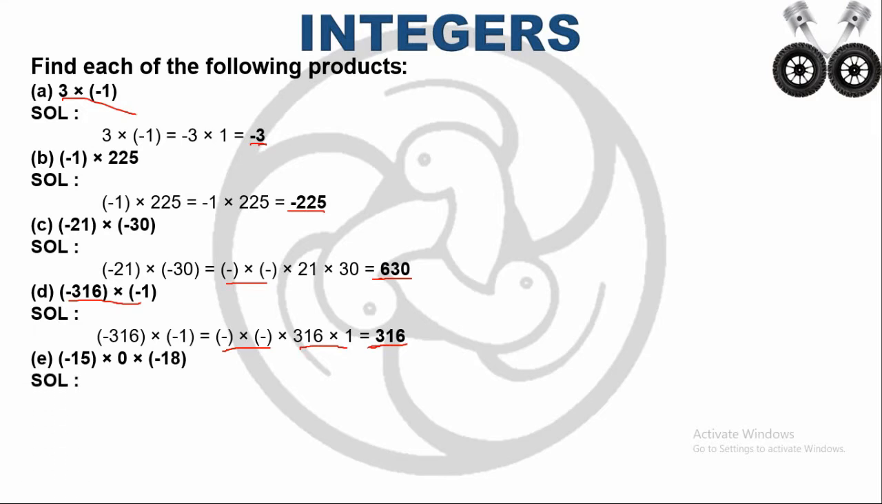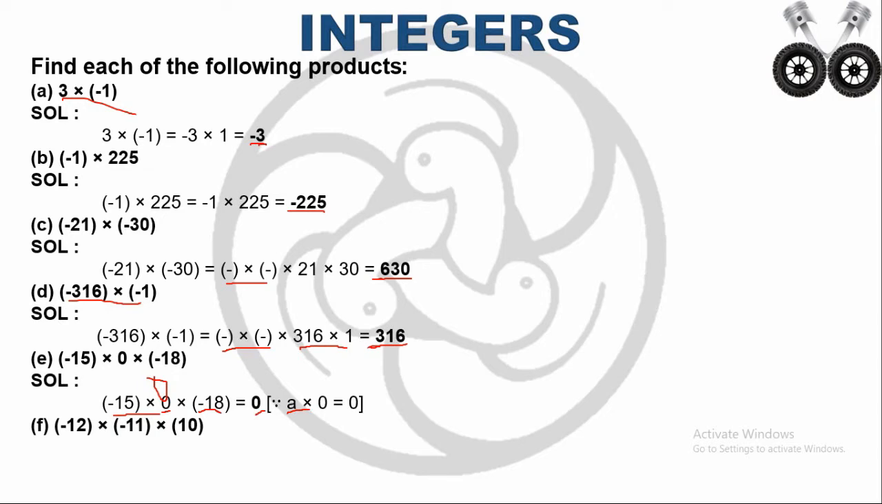Then the next one, minus 15 into 0 into minus 18. So minus 15 into 0: any number that is multiplied with 0 gives the answer 0. Again 0 is multiplied with minus 18, and we get the answer 0. In general terms, a into 0 equals 0.